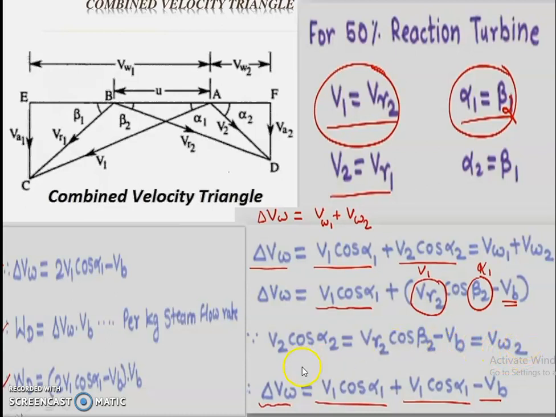Finally we get delta VW is equal to V1 cos alpha 1 plus V1 cos alpha 1 minus VB. We get delta VW is equal to 2V1 cos alpha 1 minus VB. Finally we find the work done from the reaction turbine, equal to delta VW into VB per kg of steam from the flow rate. Finally work done is equal to 2V1 cos alpha 1 minus VB, into VB.